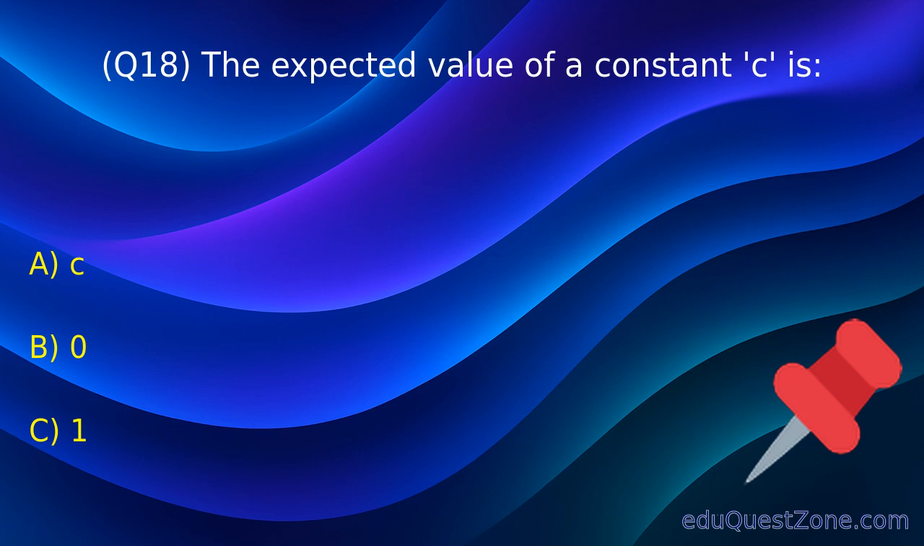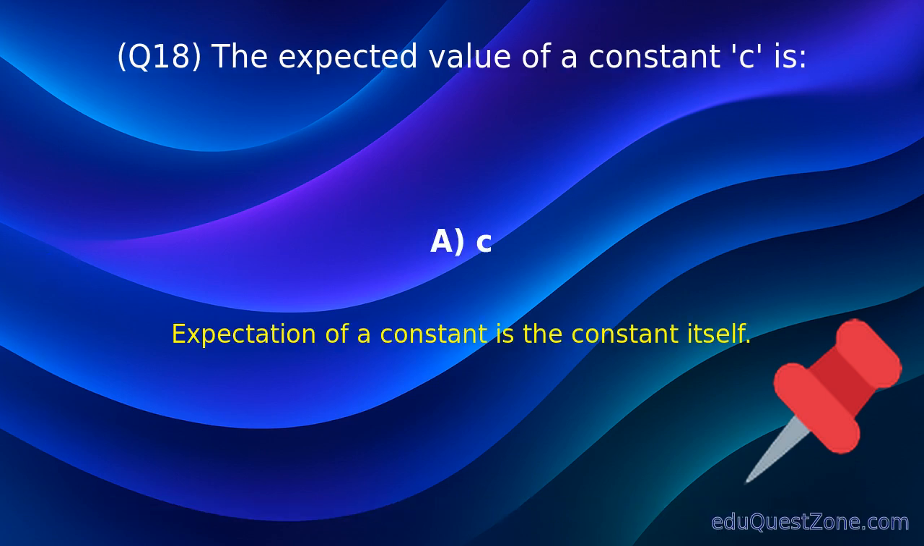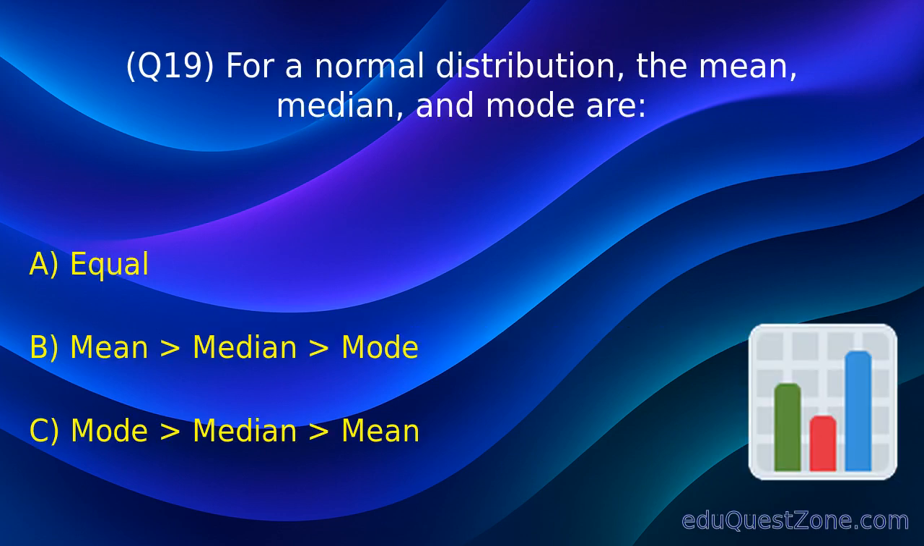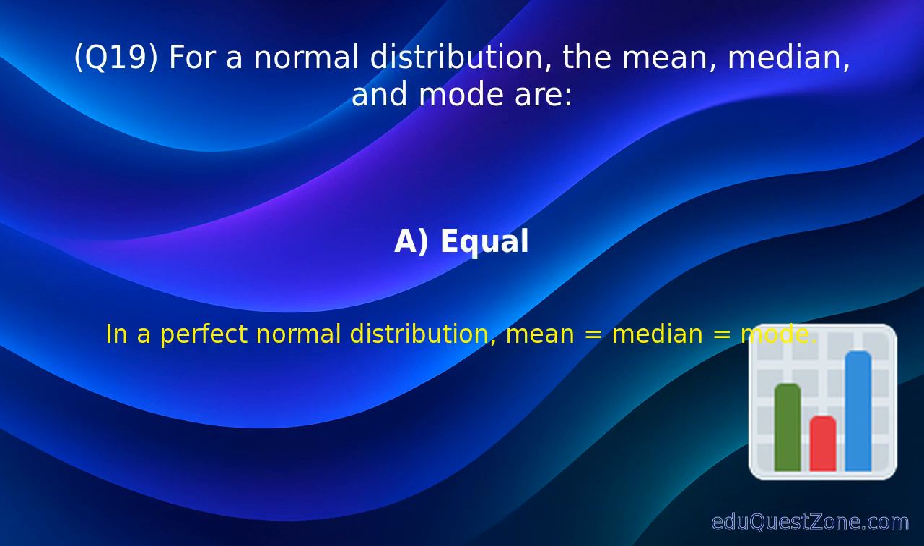Question 18. The expected value of a constant C is what? Option A: C. Expectation of a constant is the constant itself. Question 19. For a normal distribution, the mean, median, and mode are what? Option A: equal. In a normal distribution, mean equals median equals mode.